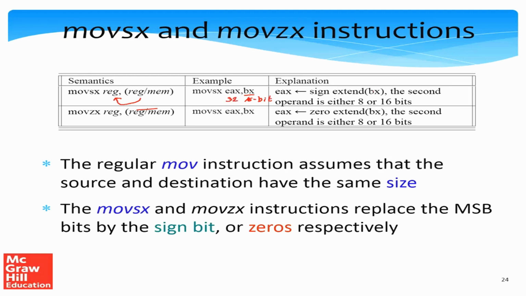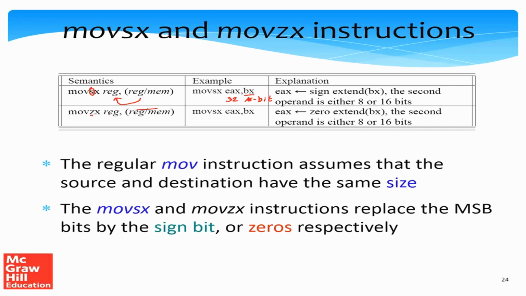So what we do is that we read the value of BX, and S stands for sign. So the S here stands for sign extend. We extend the sign of BX, and then we save it in EAX. The second operand in this case can be either 8 or 16 bits, that's fine. And we extend the sign of BX and save it in EAX.